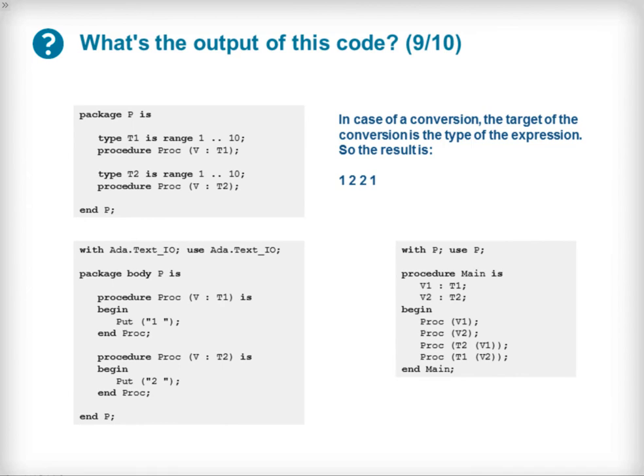The text output would be 1, 2, 2, 1. The type conversions have ensured that the correct primitive operations have been called for the eventual type of the converted parameter.